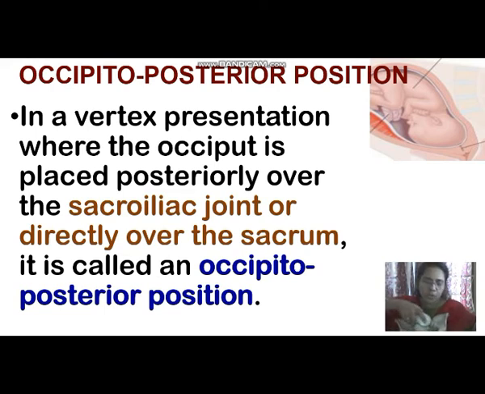Normally the occiput points toward the iliopectineal eminence, that is in the normal mechanism of labor or normal position. The occiput points towards the iliopectineal eminence, or anteriorly. But when it is located posteriorly, that is the posterior position, the occiput points posteriorly over the sacroiliac joint, over the sacrum.